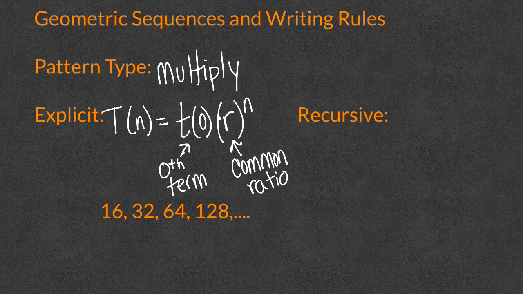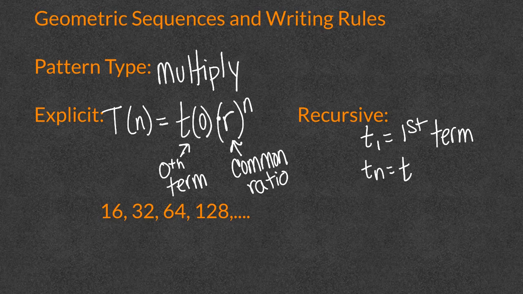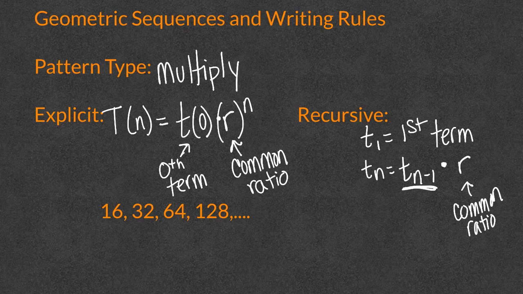To write a recursive rule, again, you're going to need to start with the first term, and then that fun notation that's going to get repetitive. So T of n equals T sub n minus 1, multiplying by your common ratio. So again, what it is that you're multiplying by. And remember that this notation just means the previous term. Let's go ahead and take a look at this example, and let's write both an explicit and a recursive rule.